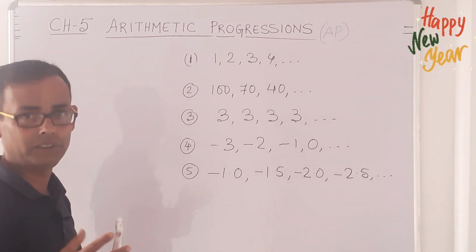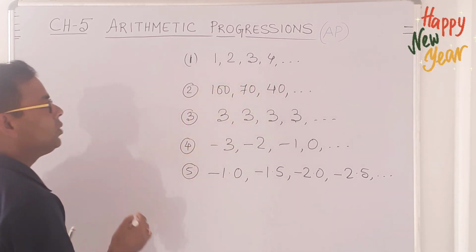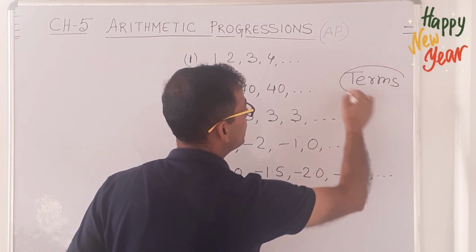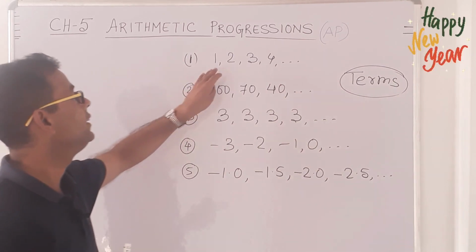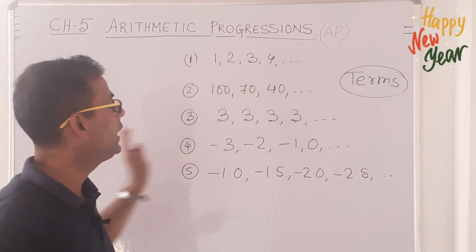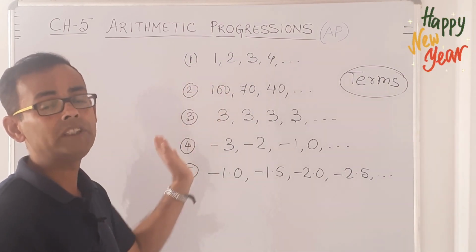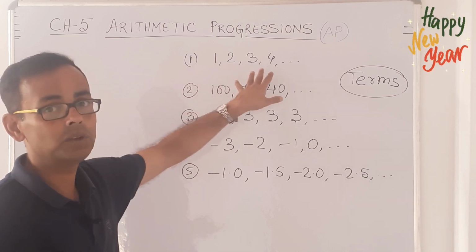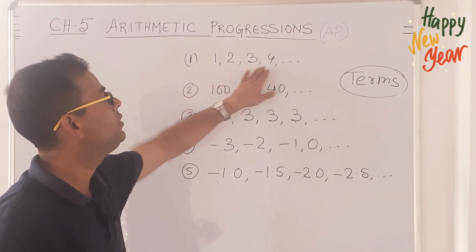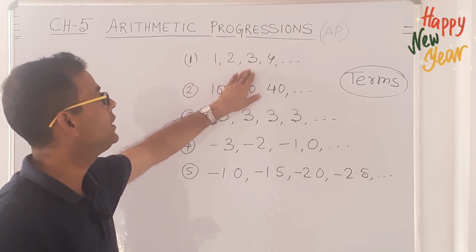These numbers are all known as terms. We can say this is the starting term or the first term, second term, third term, fourth term, fifth term. In this way all are known as terms. Now let us go much deeper into these numbers. The first example is 1, 2, 3, 4. The first one is the first term, this is the second term, third term, fourth term.